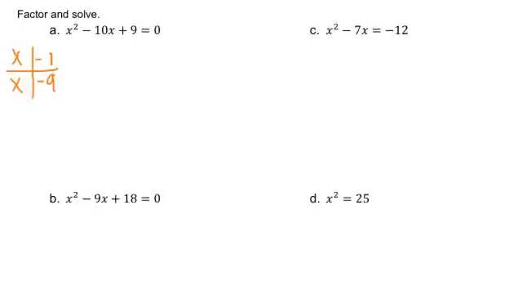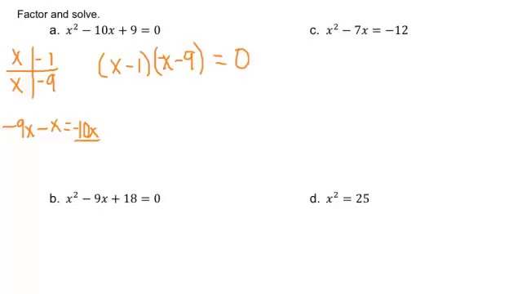We cross multiply to check. So x times -9 is -9x. x times -1 is -x, and that gives us our -10x that we are looking for. So our factors are x minus 1 times x minus 9, and that's equal to 0. Again, we need to set each set equal to 0.